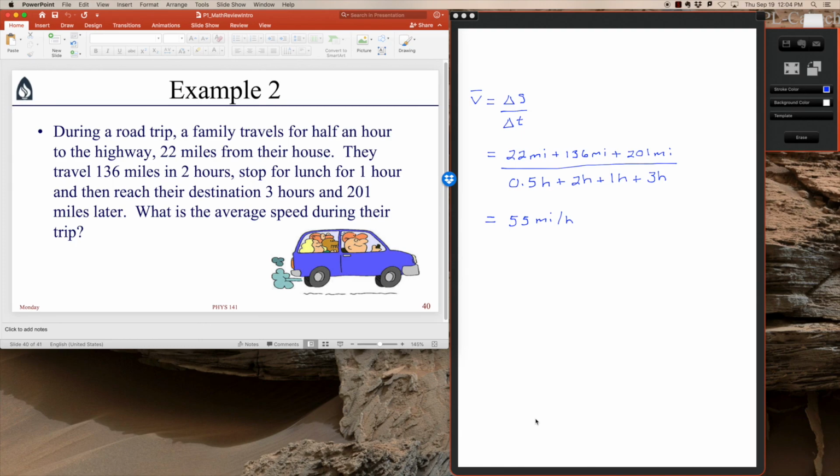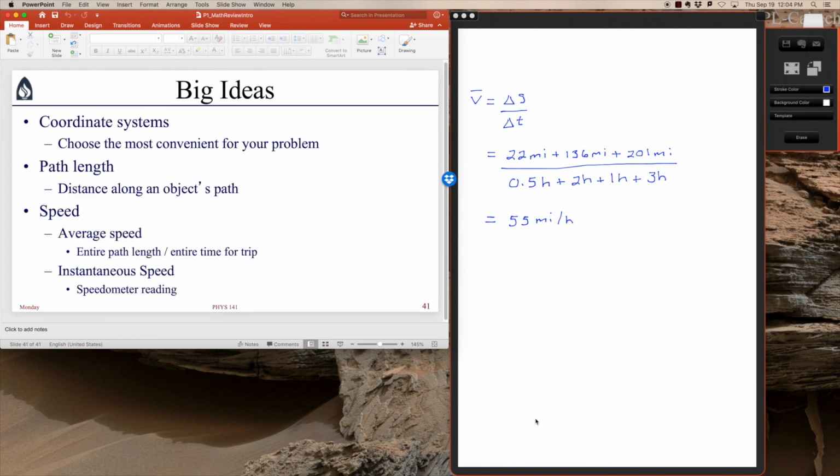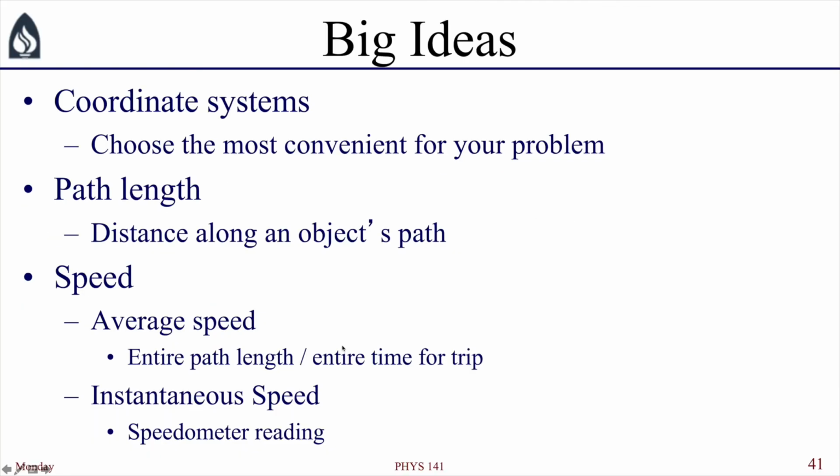Okay, so these are the big ideas that we have looked at in this video. We've looked at coordinate systems and how it is important for problem solving to choose the most convenient one for your problem. We've looked at the concept of path length, which is the distance along an object's path, and we've looked at 2 different kinds of speed. The average speed, which is the entire path length divided by the entire time for a trip, and then also the instantaneous speed, which would be something like a speedometer reading.